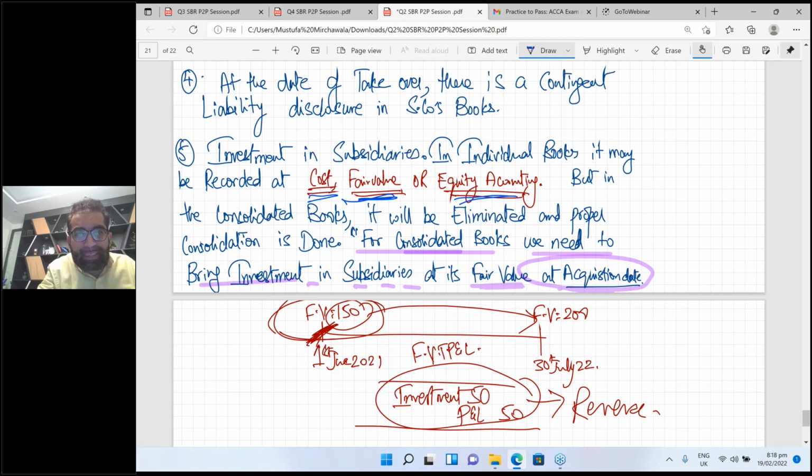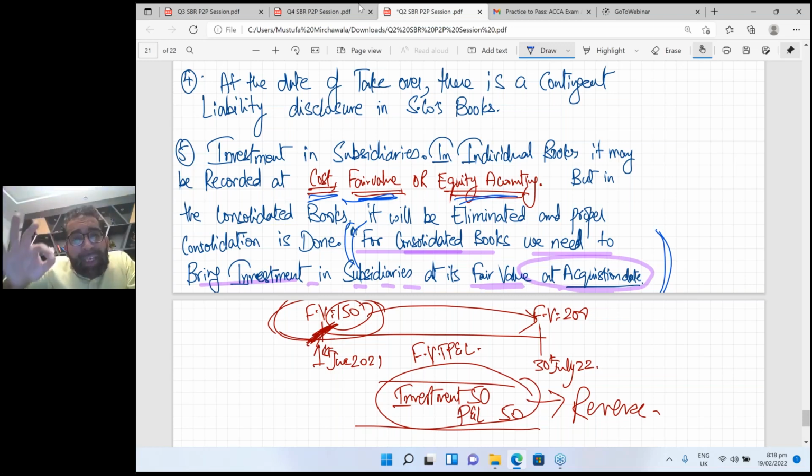Now these lines are very important, these are the real lines. For consolidated books, we need to bring the investment in subsidiary to its fair value at the acquisition date. Because why? Listen, because the acquisition date fair value is used in the computation of goodwill.